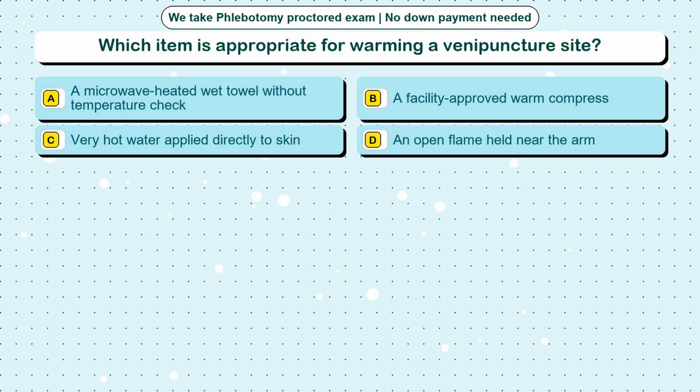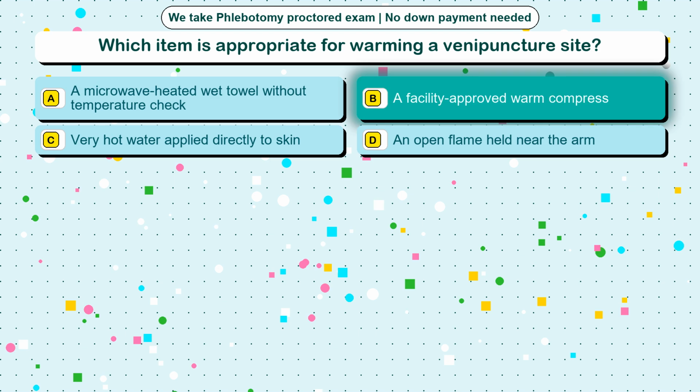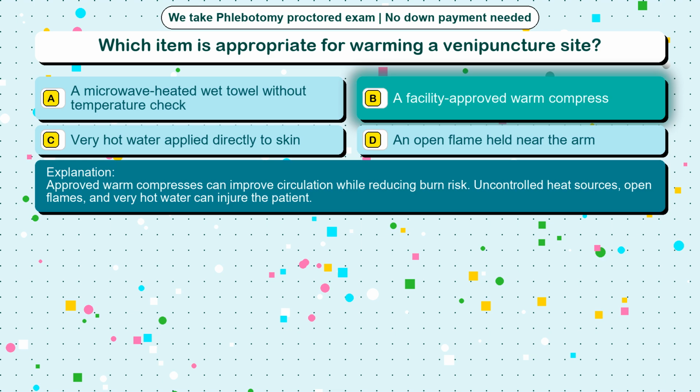Question 59. Which item is appropriate for warming a venipuncture site? Option A, a microwave-heated wet towel without temperature check. Option B, a facility-approved warm compress. Option C, very hot water applied directly to skin. Option D, an open flame held near the arm. The correct answer is option B, a facility-approved warm compress. Approved warm compresses can improve circulation while reducing burn risk. Uncontrolled heat sources, open flames, and very hot water can injure the patient.